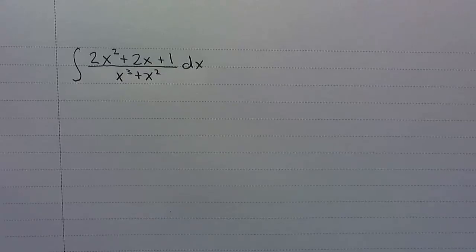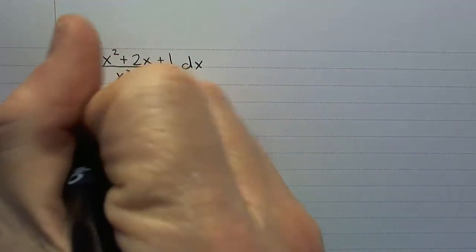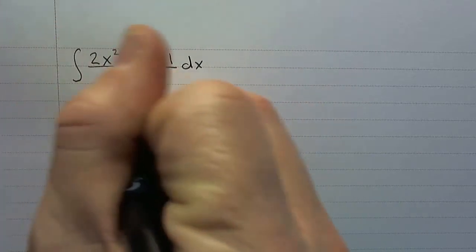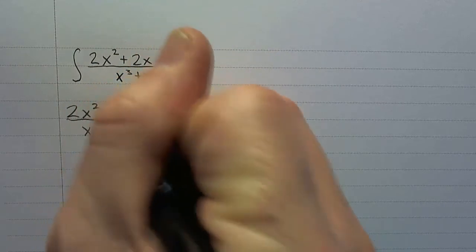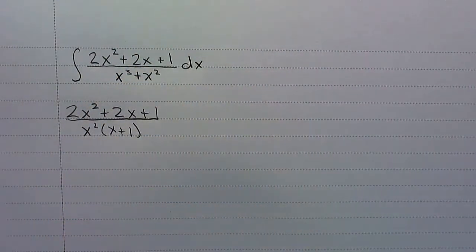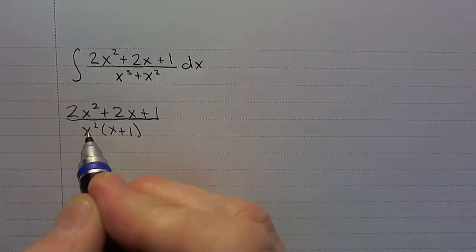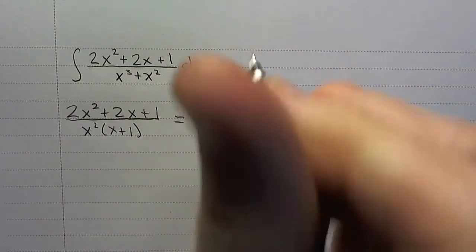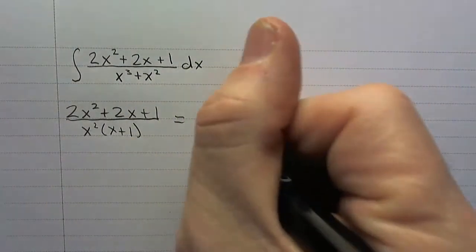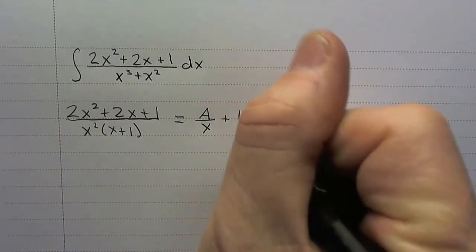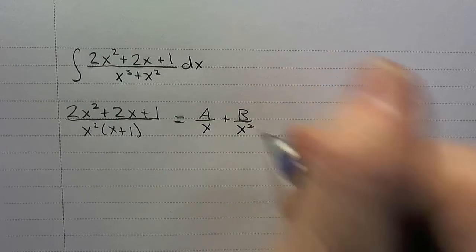Okay, here's another example. Now, I'm going to take the inside here and factor it. So I factor out an x squared in this case, and now I have an x plus 1. Now, we want to decompose this fraction. Here's what you have to remember. Look at this. This factor here is squared. So we have to work up to it. In other words, this is going to be A over x plus B over x squared. See how I worked up to it?